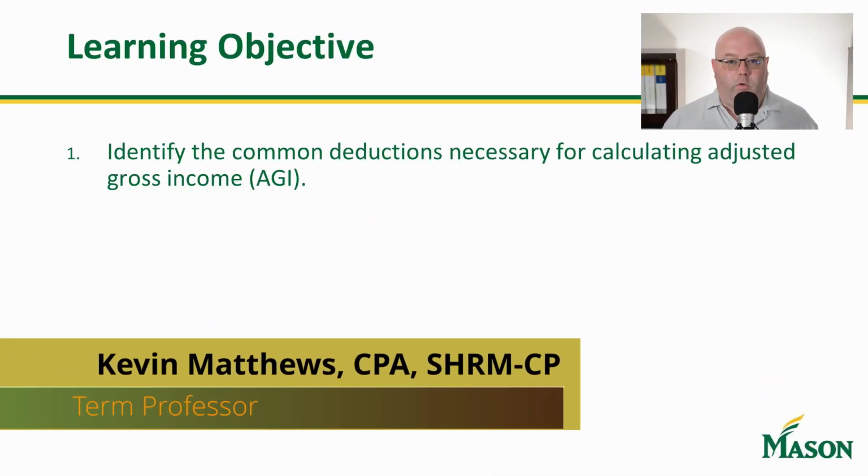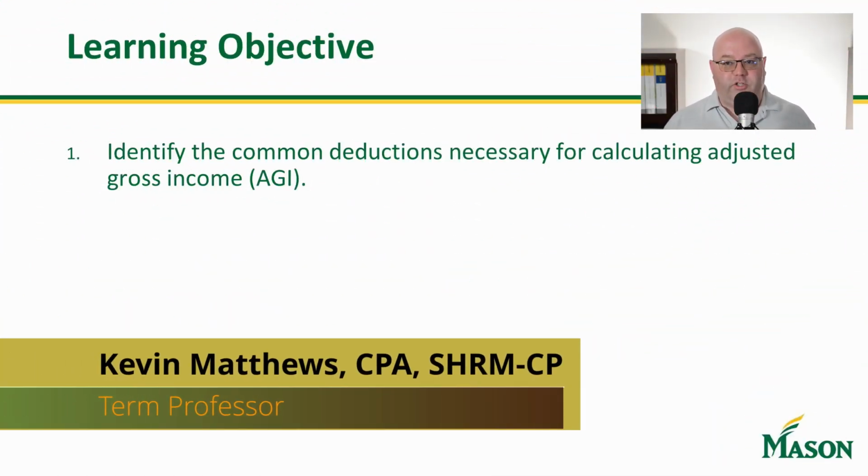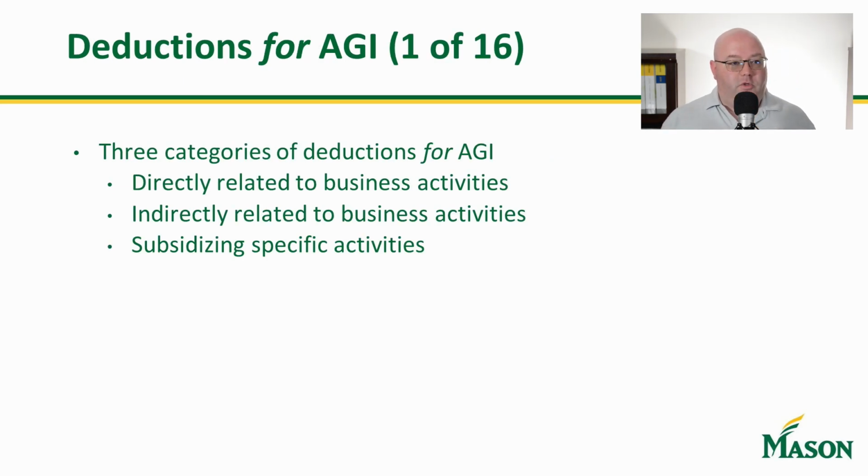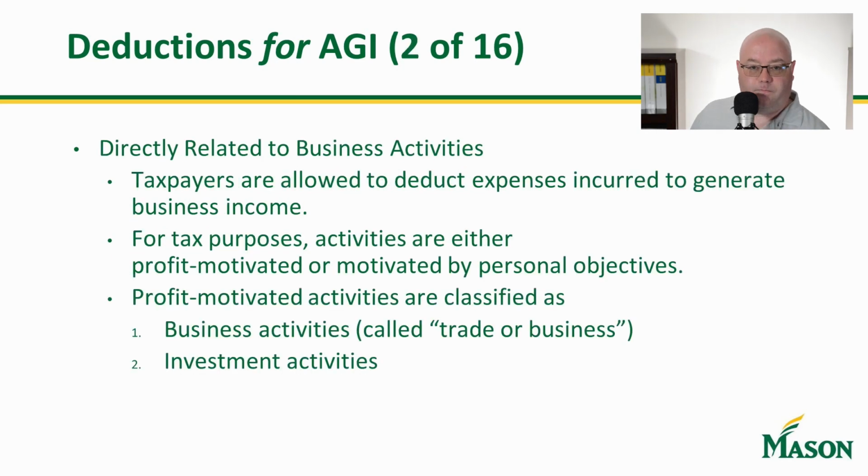Okay, so in this video, we're going to talk about common deductions necessary for calculating the required adjusted gross income, or what we also call AGI. There are basically three categories of deductions for AGI, in other words, above the line deductions: directly related to business activities, indirectly related to business activities, and subsidizing specific activities.